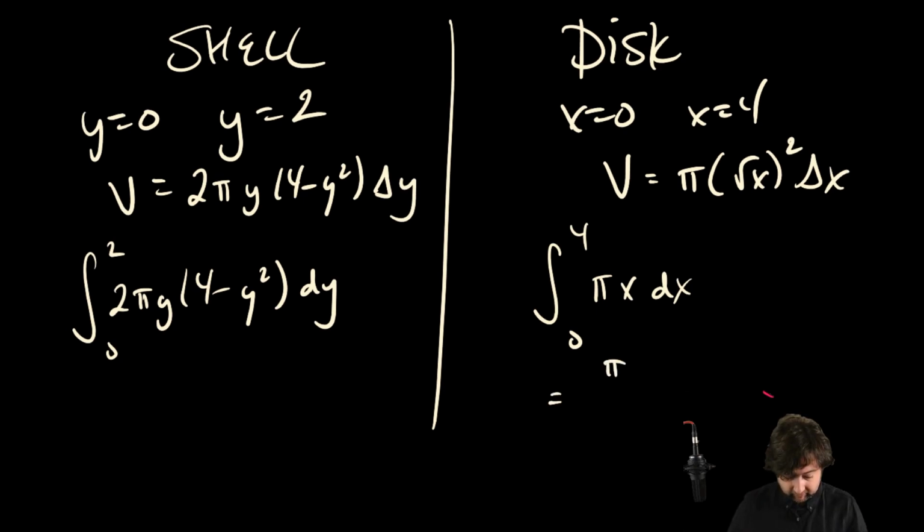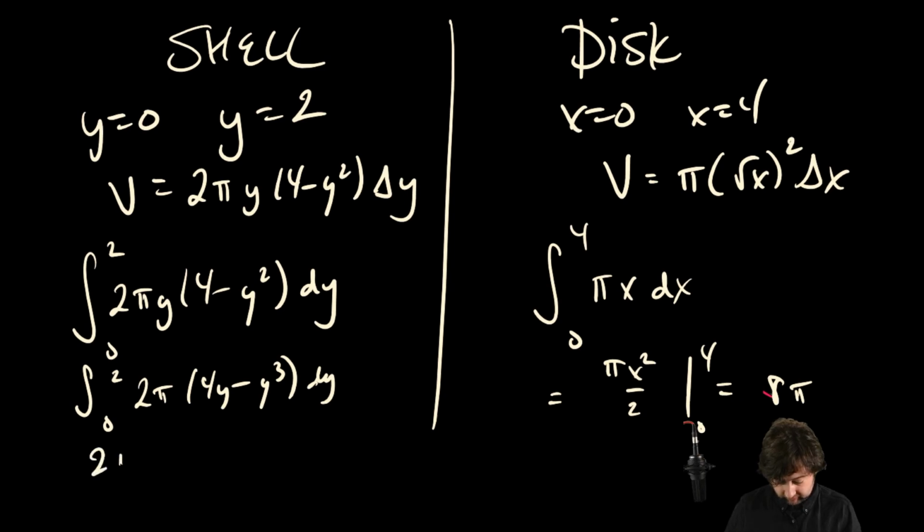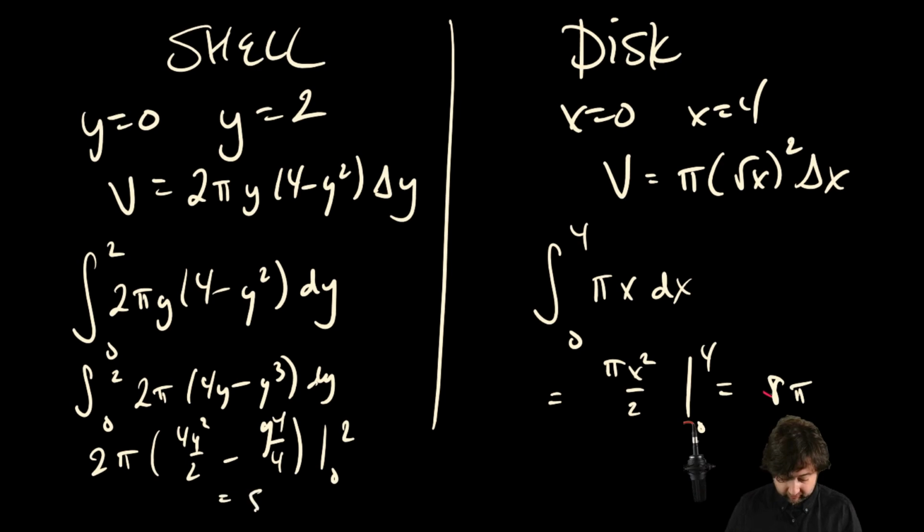So this is pi x squared over 2 evaluated from 0 to 4, which is 8 pi. On this side, you have the integral from 0 to 2 of 2 pi times 4y minus y cubed dy, which is 2 pi times 4y squared over 2 minus y to the 4th over 4 evaluated from 0 to 2, which also turns out to be 8 pi. Okay, so you should expect that these volumes are equal to each other.